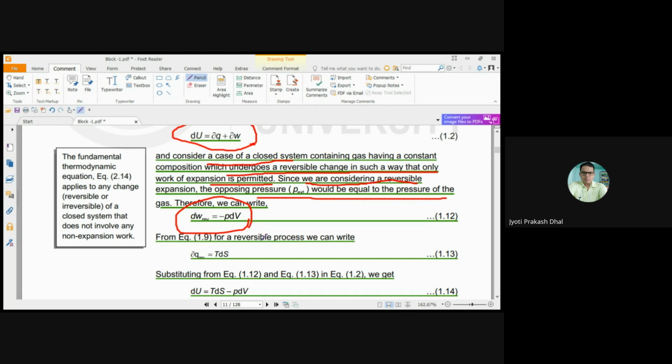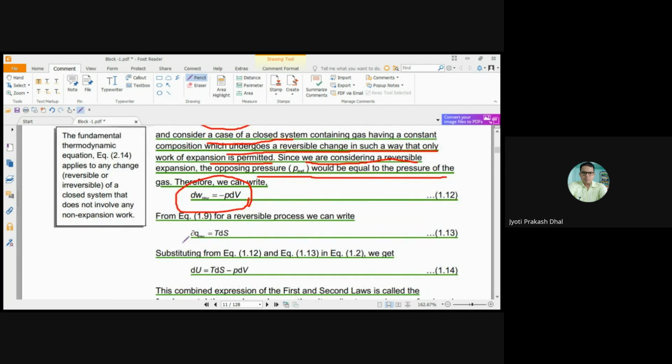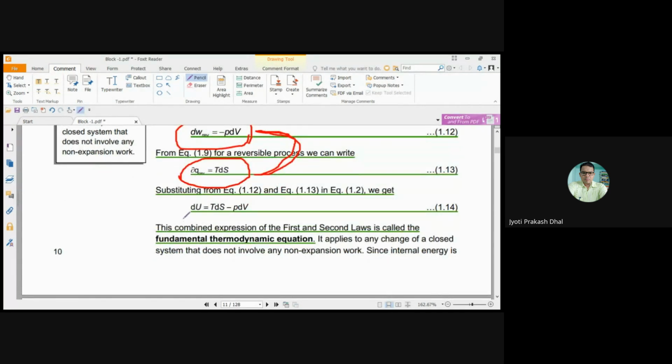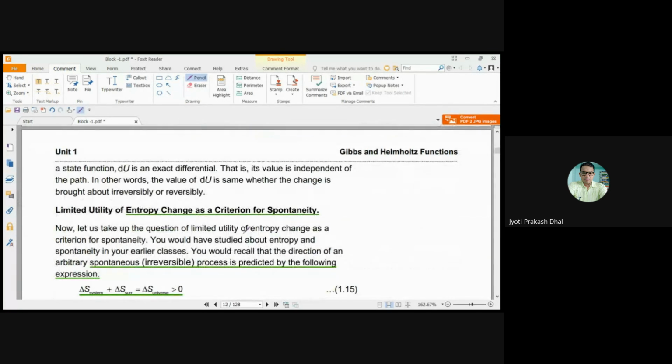Now again from equation 1.9, we know that delta q reversible equals T delta S, that is, delta q reversible equals TdS. If we combine equation 1.12 and 1.13, we find that dU equals TdS minus PdV. This equation is called the fundamental thermodynamic equation: dU equals TdS minus PdV.